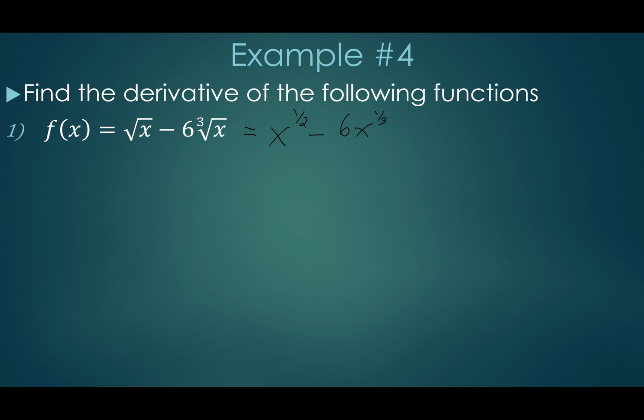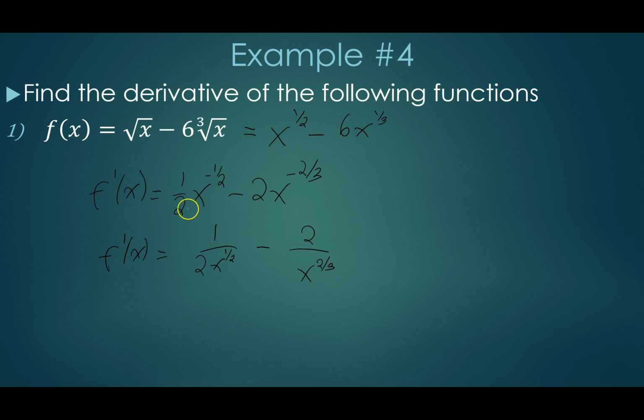Now that I have this, I can go ahead and take my actual derivative. Again, the exponent goes in front, and I decrease the exponent by 1. So 1/2 minus 1 is negative 1/2. I bring the exponent in front, 6 times 1/3 is 2. If I decrease it by 1, it's negative 2/3. And again, technically I could rewrite this so they're positive exponents. So it becomes 1 over 2x to the 1/2 minus 2 over x to the 2/3.